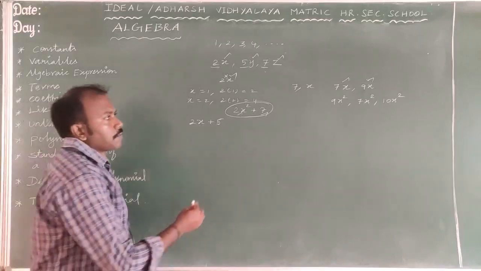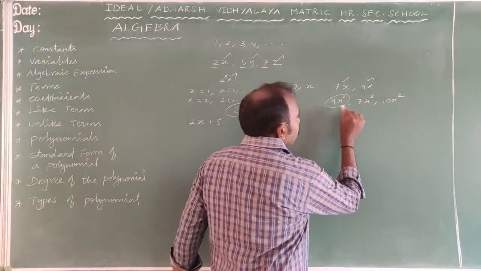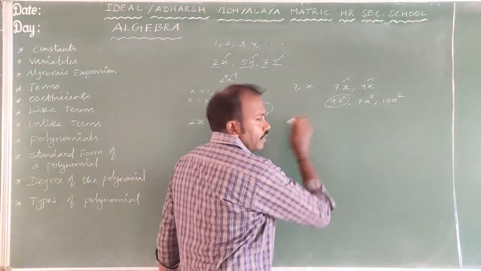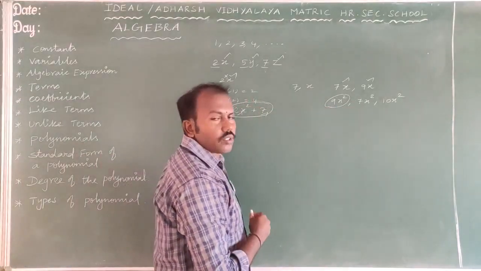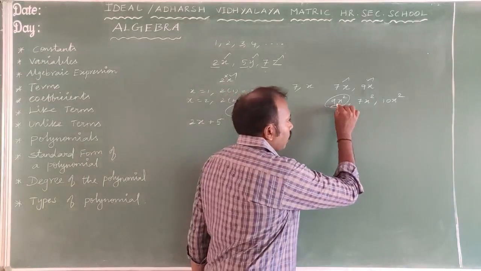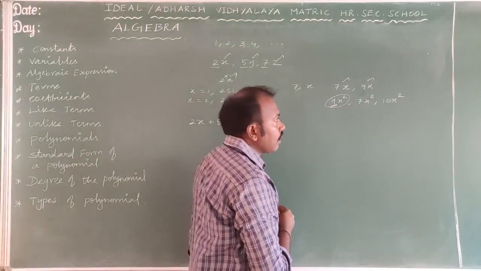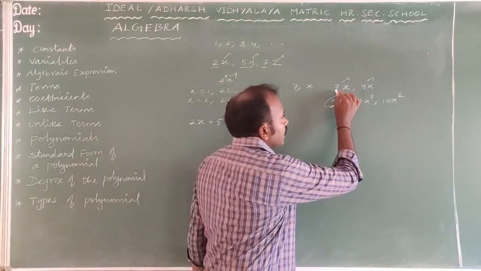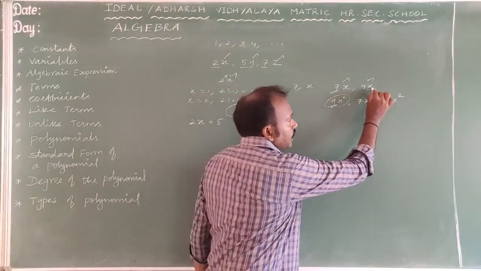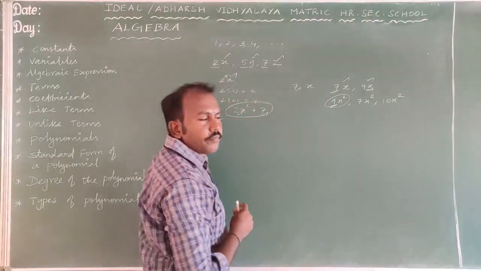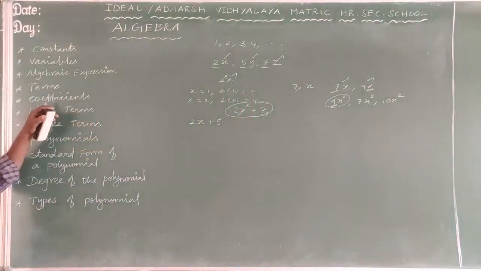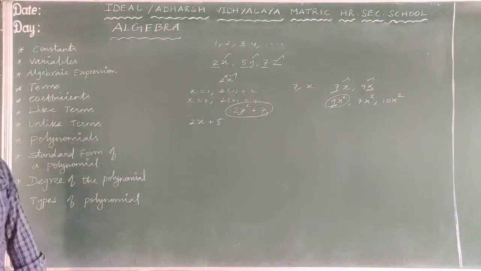Then coefficients. Coefficient means here the coefficient of x squared is 9. The numerical value 9 is the coefficient. Then the coefficient of x is 7. Then next one, like terms, unlike terms.